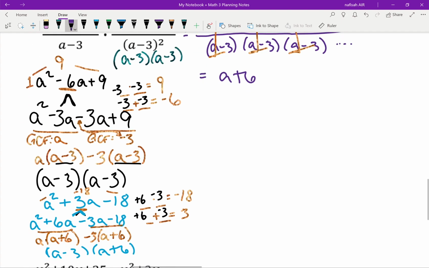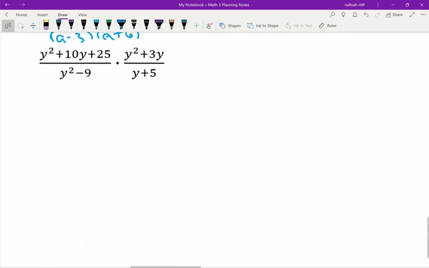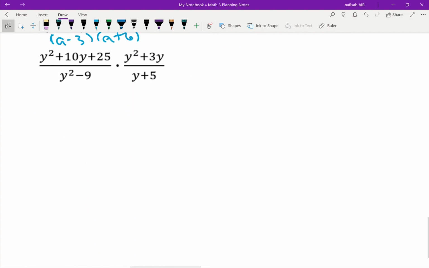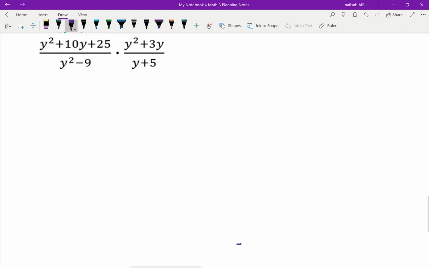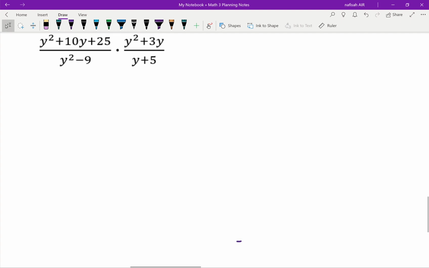All right, we have another example for you. This example puts everything together. It's a beautiful example. All right, here we go. First off, there's more than one term in each numerator and denominator. So we're going to be doing more than just breaking it down like the easy stuff.